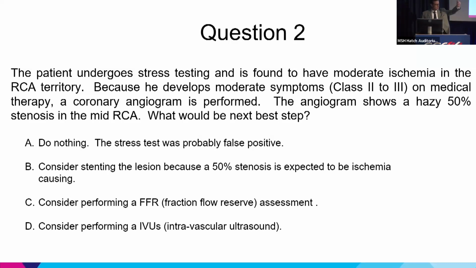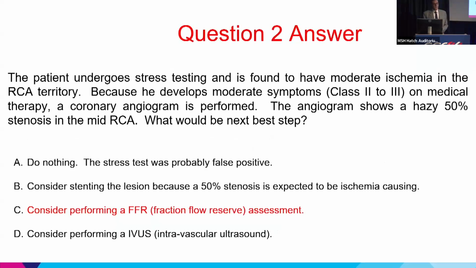Okay, let's go. Who goes with A, do nothing? Not that many. Who goes with B, consider stenting the lesion? Only a couple. Who goes with C, FFR? The majority. And who goes with D, IVUS? Okay, good job.